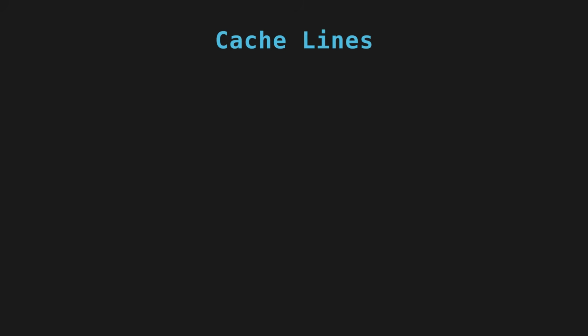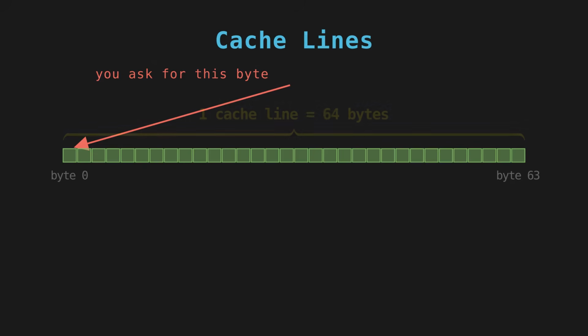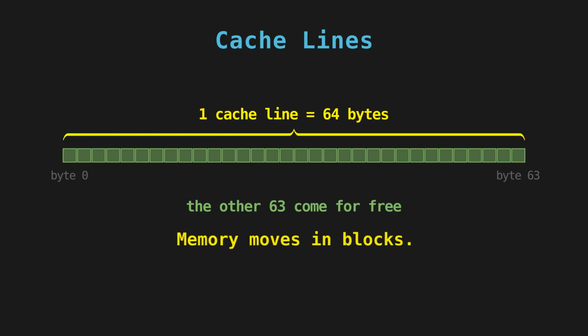Here's the trick that makes caches actually work. When you miss on a single byte, the cache doesn't fetch just that byte. It fetches a whole cache line, typically 64 bytes. So if you ask for byte 0, you also get bytes 1 through 63, essentially for free. This is the key insight. Memory moves in blocks, not in individual bytes. If your next access is to a nearby byte, it's already sitting in the cache.